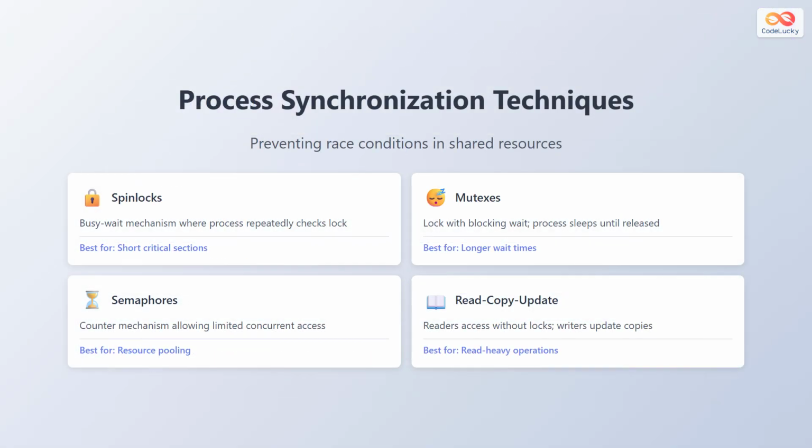When multiple processes access the same data, conflicts can occur. Spin locks make a process wait by constantly checking a lock, useful for short waits. Mutexes put a waiting process to sleep until the lock becomes available, better for longer waits. Semaphores use a counter to allow limited concurrent access to resources. Read Copy Update lets readers access data freely while writers update copies, which is ideal when more processes read than write. These techniques prevent data corruption and ensure all processes work together correctly.